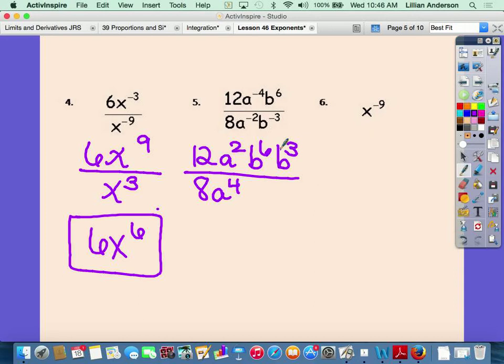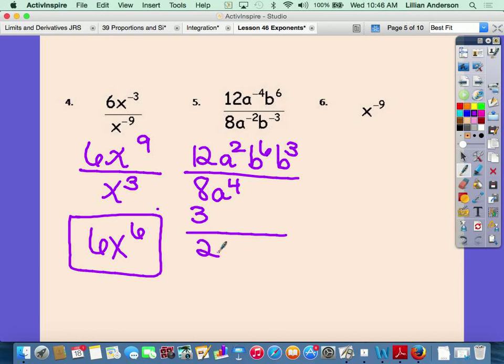Okay? So, the way to think of it, if it's at the bottom, it comes to the top. If it's at the top, it comes to the bottom. Okay? So now, can I reduce 12 over 8? Yep. So it becomes 3 over 2, because both of them are divisible by 4, right?